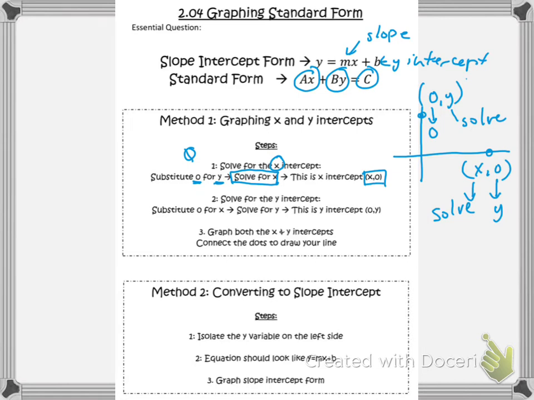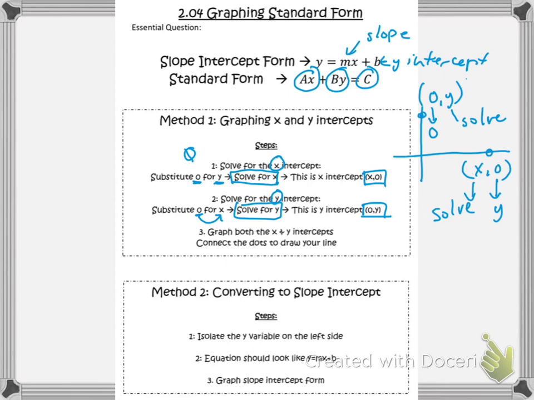Now for the y-intercept, we can just flip it around. To solve for the y-intercept, we're going to plug in 0 for x, solve for y, and then this will be your y-intercept at 0 comma y. At that point, you'll have 2 dots. With these 2 dots, you can connect them, and this will give you your line.